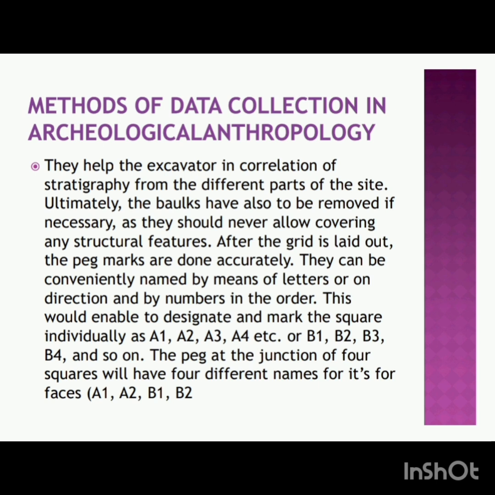After the grid is laid out, the peg marks are done accurately. They can be conveniently named by means of letters for one direction and by numbers for the other, like A1, A2, A3, A4 or B1, B2, B3, B4 and so on. The peg at the junction of 4 squares will have 4 different names for its 4 faces, like A1, A2, B1, B2, etc.